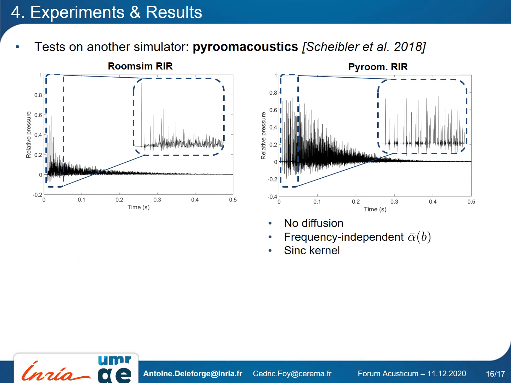Finally, we performed tests on room impulse responses generated by a different simulator than the one used for training. We used the Pyroomacoustics simulator, which does not include diffusion, only handles frequency-independent absorption coefficients, and uses cardinal sines instead of minimum phase filters as in RoomSim. As can be seen in these plots, the resulting RIRs are significantly different.